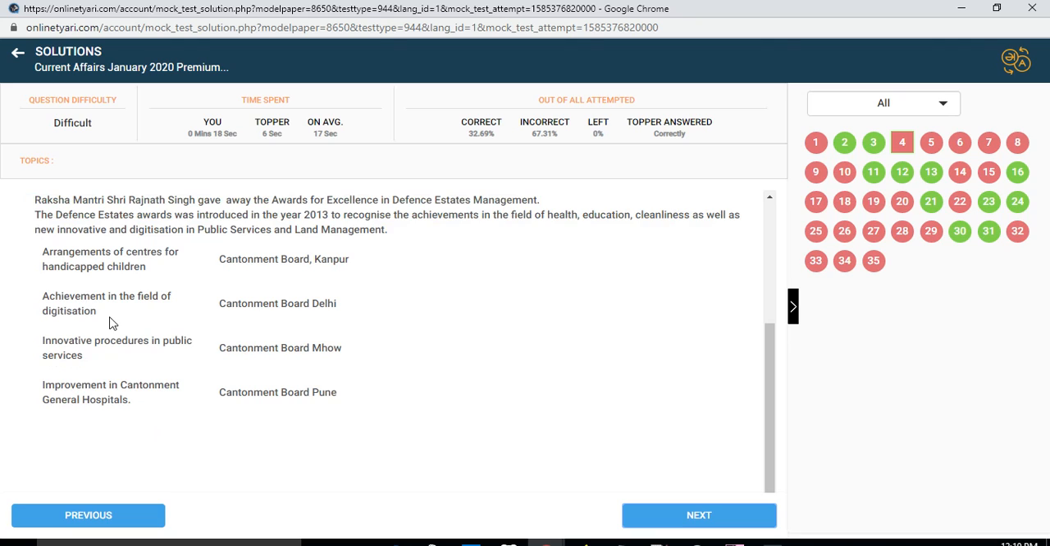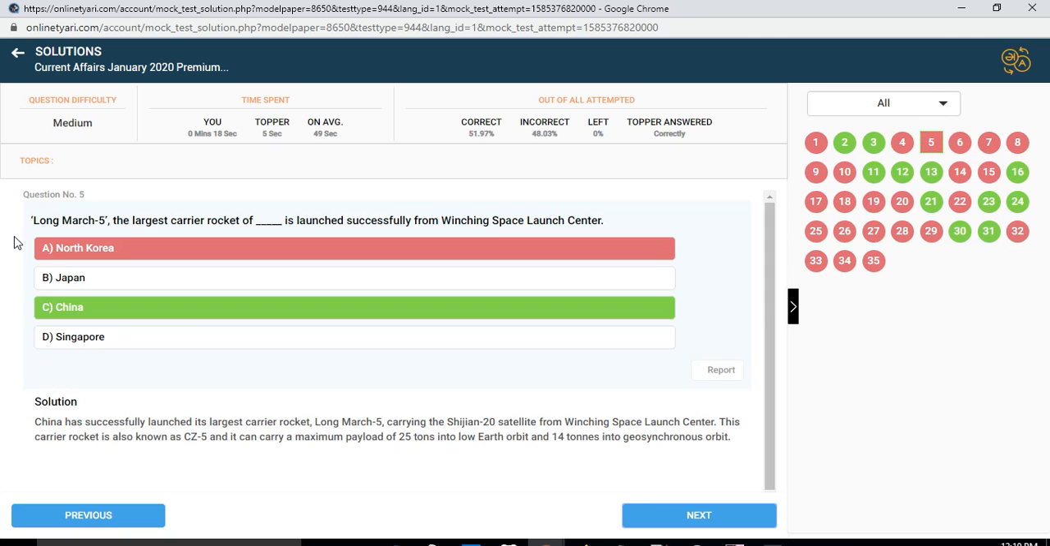So here the arrangement of the centers for the handicapped children: Content Board Kanpur, achievements in the field of designation, Content Board of Delhi, innovation procedure in the public services, Content Board Moho, improvement of Cantonment General Hospital, Content Board Pune.